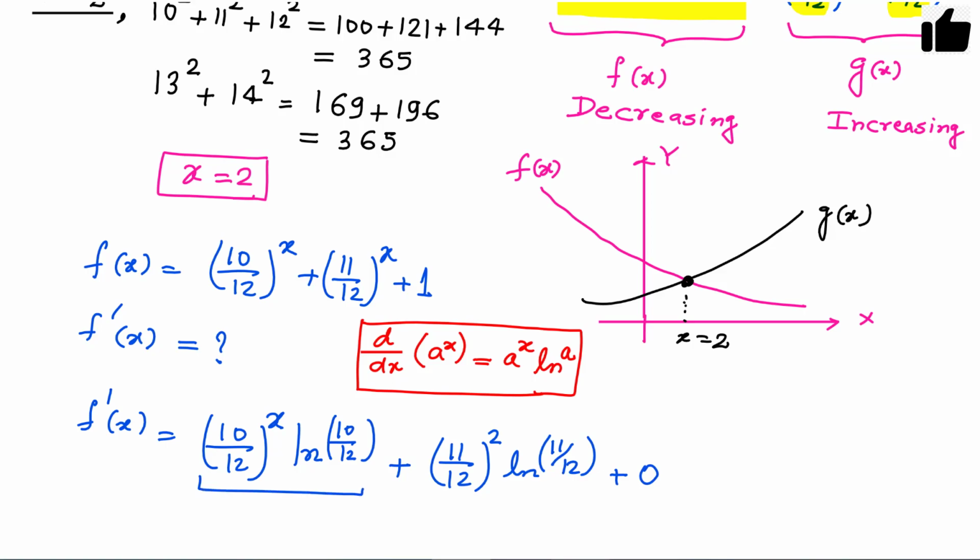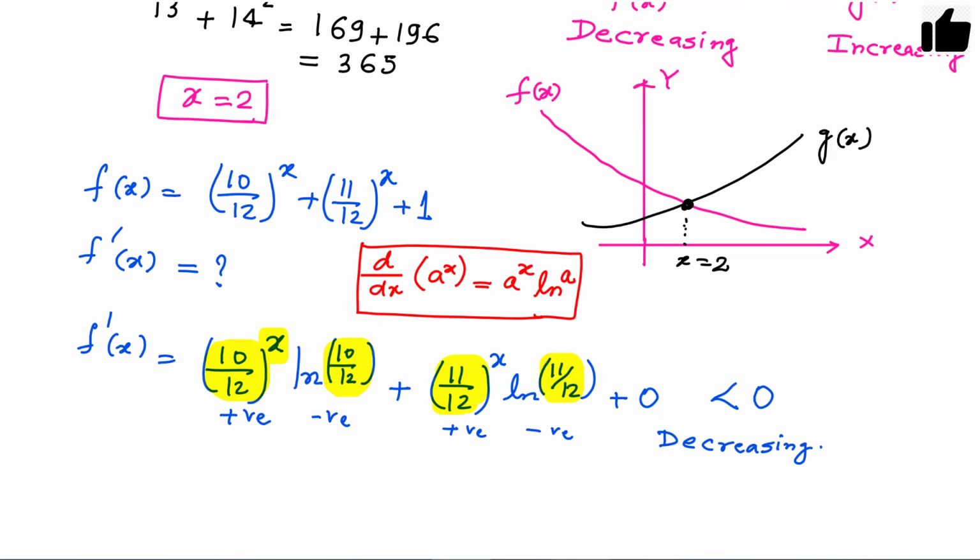Now see, both these ln terms are negative, because each is the log of a number that is less than 1. And the term (10/12)^x is positive, raised to the power x, so this is again a positive quantity. So you have a positive quantity and a negative quantity. Similarly here, positive and negative. So finally this is a negative quantity, less than 0. This means f(x) is a decreasing function.